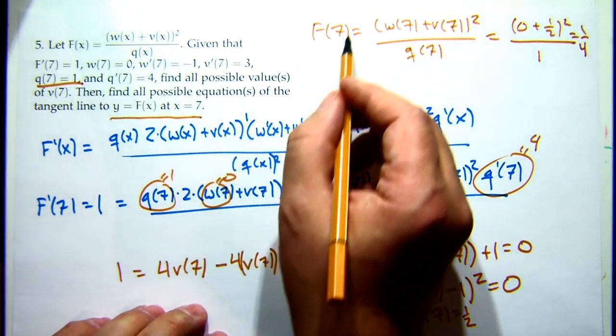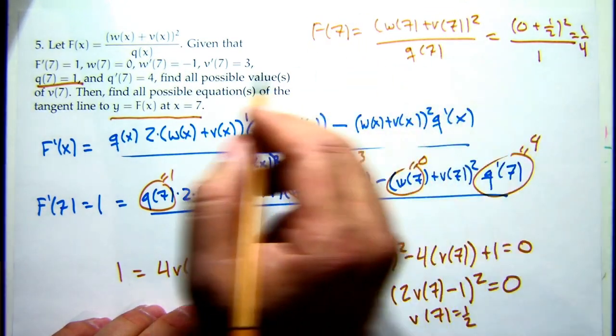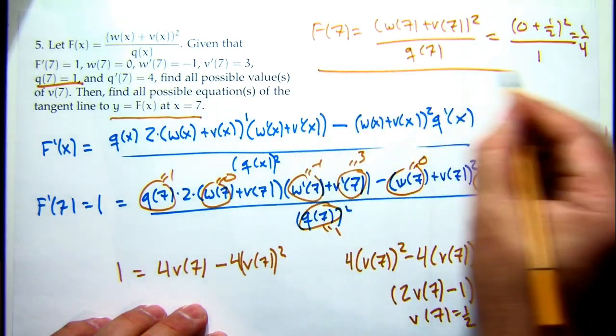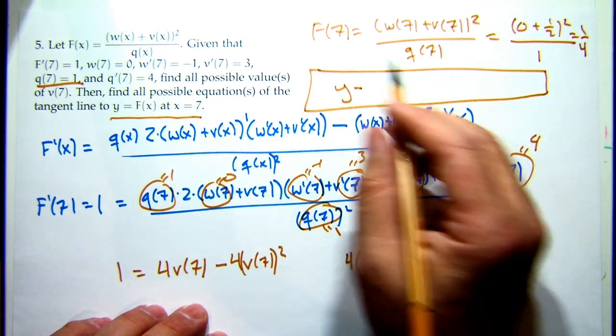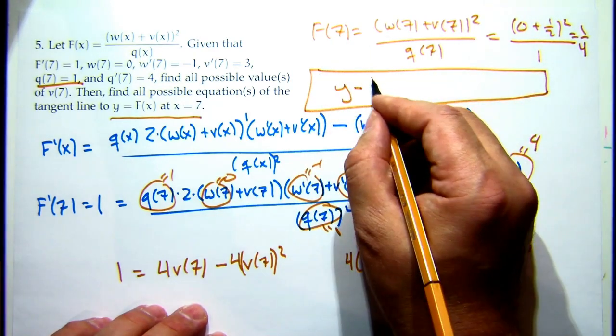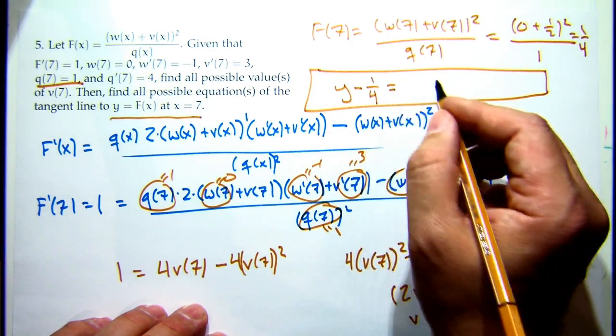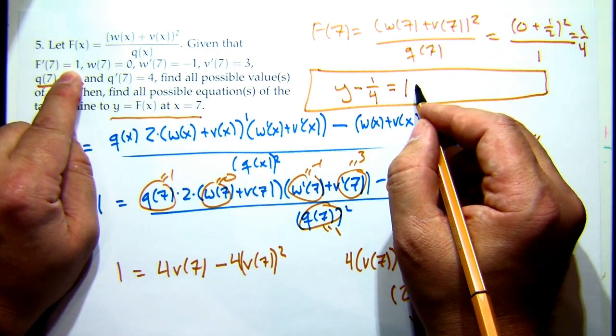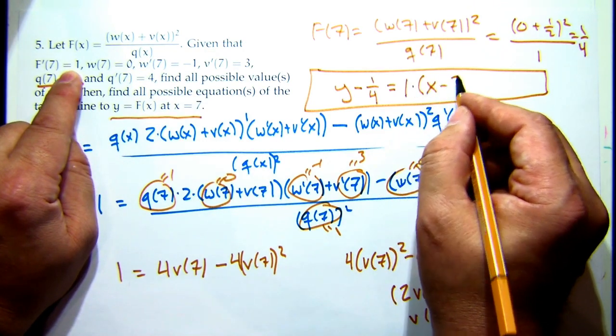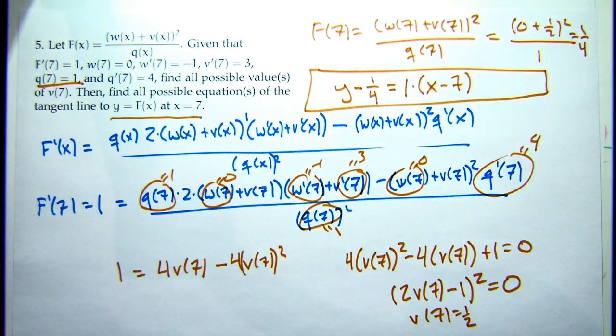So I now know F of 7 is 1/4, and I know F prime of 7 is 1. So my tangent line, y minus my y coordinate, that's F of 7, 1/4, is equal to my slope, 1, F prime of 7, times x minus my x coordinate. And that's it. We're done.